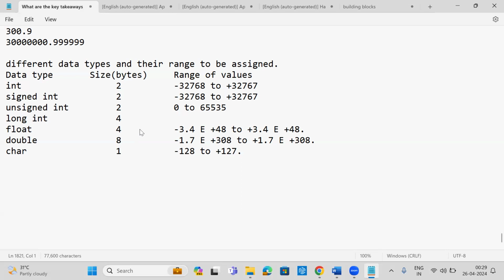Okay. Similarly, here we have unsigned character, which is again 1 byte. So this is 0 to 255. This is a very important thing to understand and remember in the C programming language.